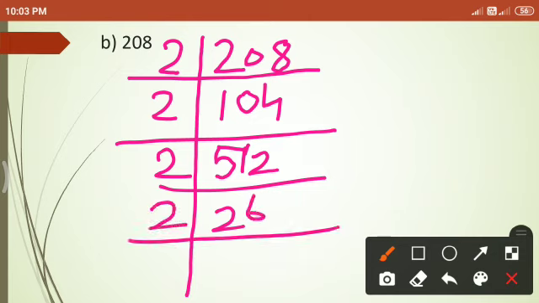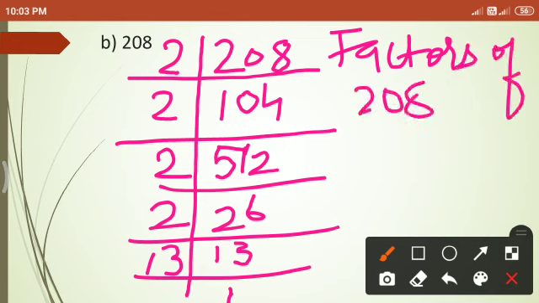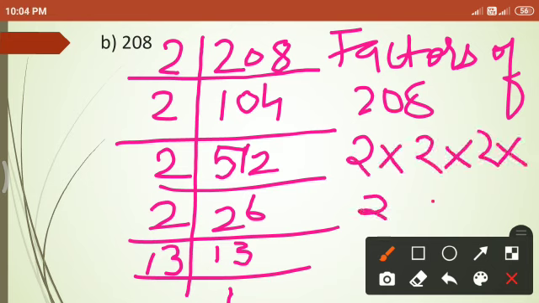Now 26 is again divisible by 2. 2 1s are 2, 2 3s are 6. Now 13 is divisible by itself. 13 1s are 13. So what are the factors of 208? That is 2 into 2 into 2 into 2 into 13 are the factors of 208. Clear everyone? Got it everyone? How will you do? So like this you have to do the factorization. Clear? So you have to complete your practice set 11.